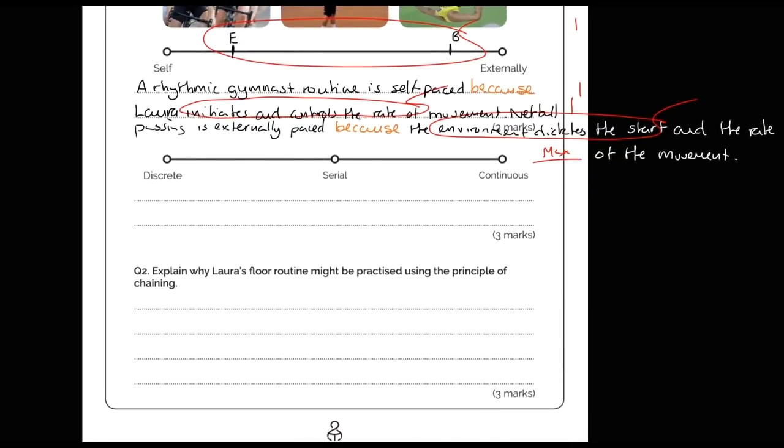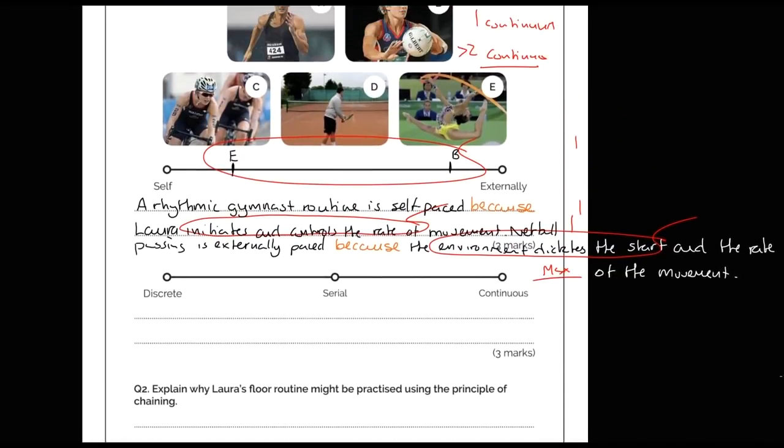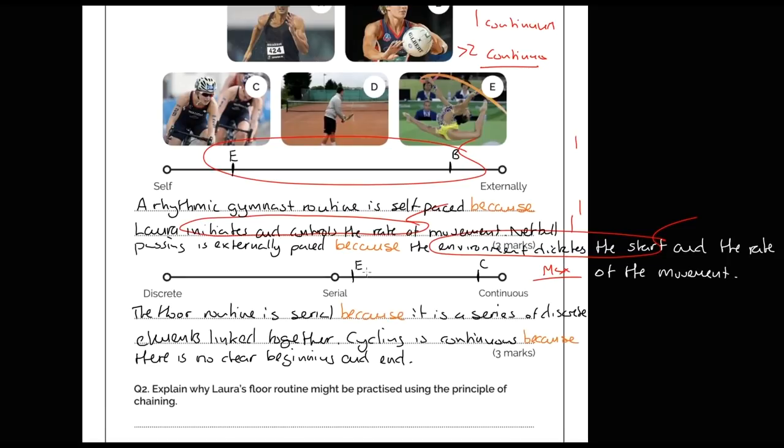So next, exactly the same. So we're going to take our question here. Let's have a look what we've got. We have got E, which is again our gymnastics floor routine. We're saying it's serial because it's discrete elements linked together. And C, our triathlon, is continuous. So we get our mark there for correctly positioning.